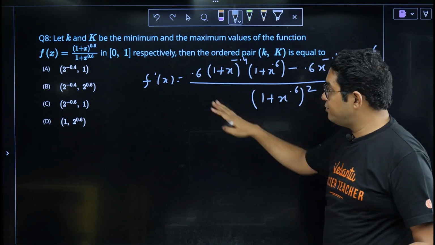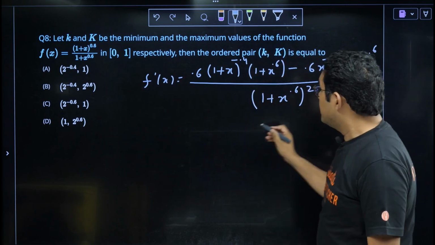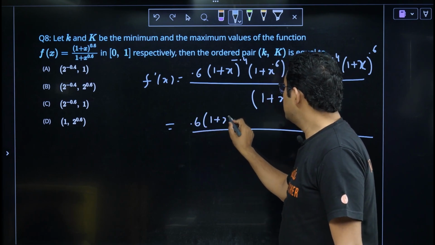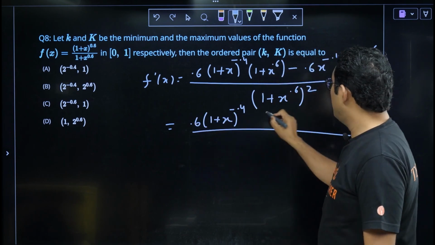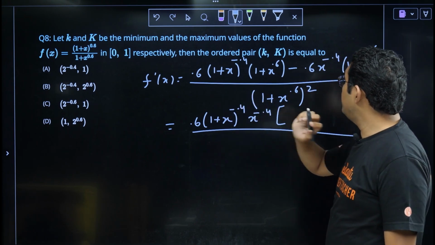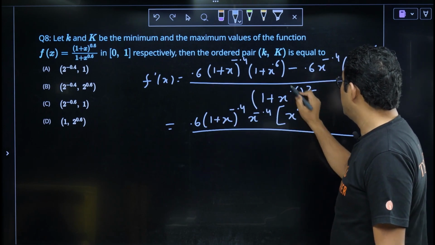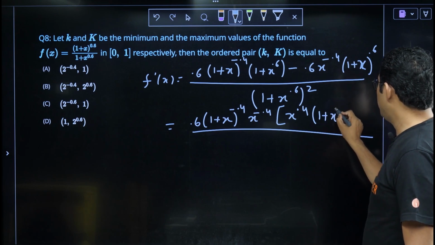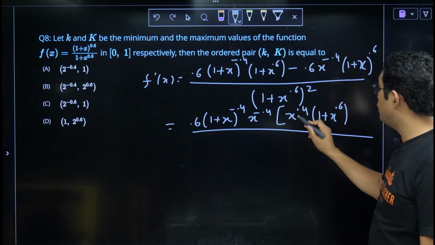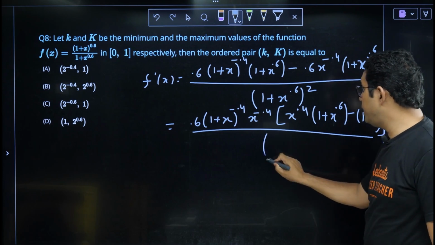Now for increasing, decreasing, we have to check the sign of f dash x. I think the denominator is always going to be positive, so we can ignore this. Now to solve the numerator, I will take 0.6 common. I will take 1 plus x raised to the power minus 0.4 common, and also x power minus 0.4 common. So if I take these things common, what we are left with here, 0.6 is gone, this is gone. This will be x raised to the power 0.4 here multiplied with 1 plus x raised to the power 0.6. And from this 0.6 is gone and x power minus 0.4 is also gone. If I take this common, I think here we will be having just 1 plus x. And in the denominator, this whole square.